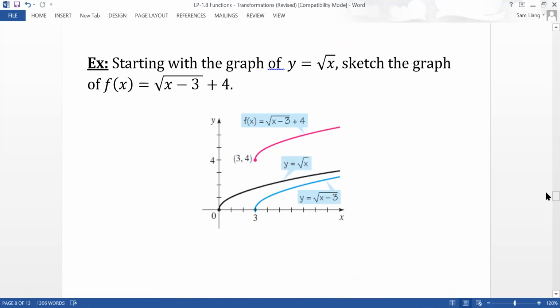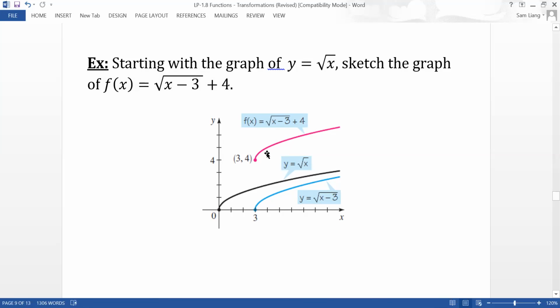This is just a quick example regarding what we just talked about. Starting with the graph of y equals square root of x, sketch the graph of f of x equals square root of x minus 3 plus 4. And as you can see, you can actually see the answer here. You have square root of x, which is this function here in black.